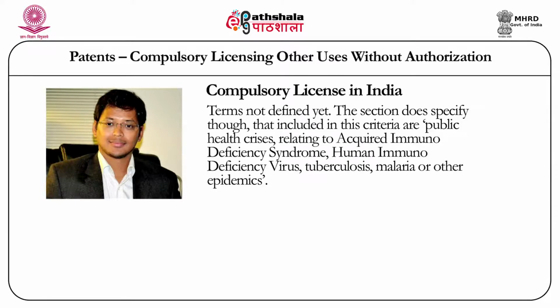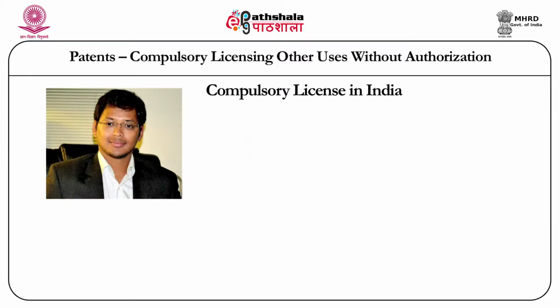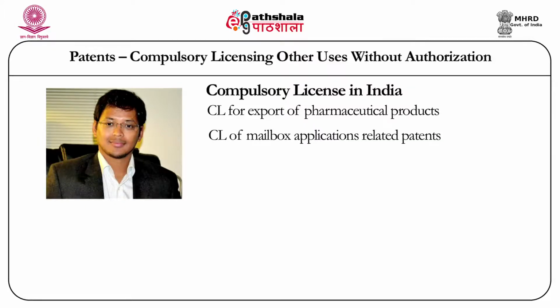Moving on, aside from abuse of patent reasons and public interest requirement reasons, there are also 2 more types of compulsory licenses under our legislation. These include the compulsory license for export of pharmaceutical products and compulsory license of mailbox application related products. First, we'll deal with compulsory licenses for export of pharmaceutical products. Section 92A was introduced in the 2005 amendment so as to implement the Doha Para 6 decision. Provided that a country with insufficient or no manufacturing capacity has issued a compulsory license over a patented pharmaceutical product, this provision makes a compulsory license available for the manufacture and export of such patented pharmaceutical products.